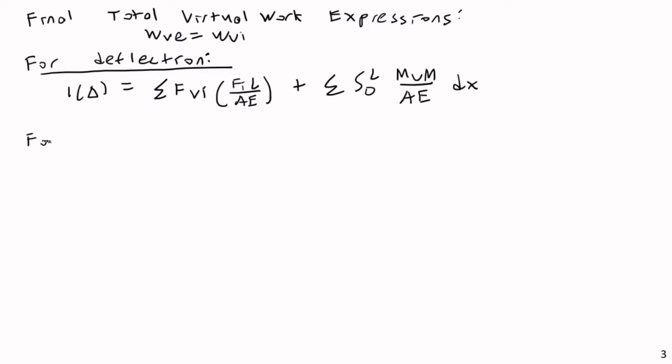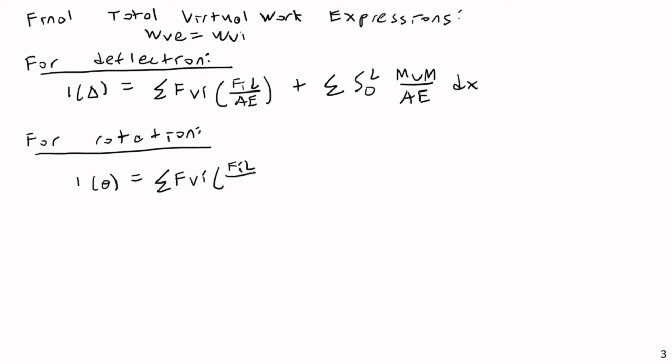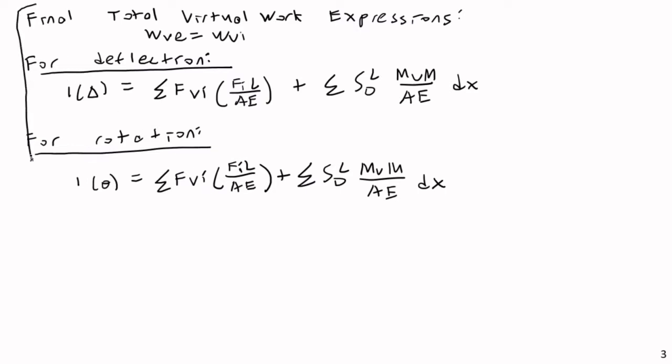And then for rotation, if you want to know the slope of the beam, 1 times theta is equal to the same virtual work internal work expression. So 1 times theta is equal to the summation of FVI times FIL, you're probably getting really tired of writing this, over AE, plus the summation of the integrals from 0 to L of MVM over EI dx. And these are our long form, unsimplified virtual work expressions for frames.